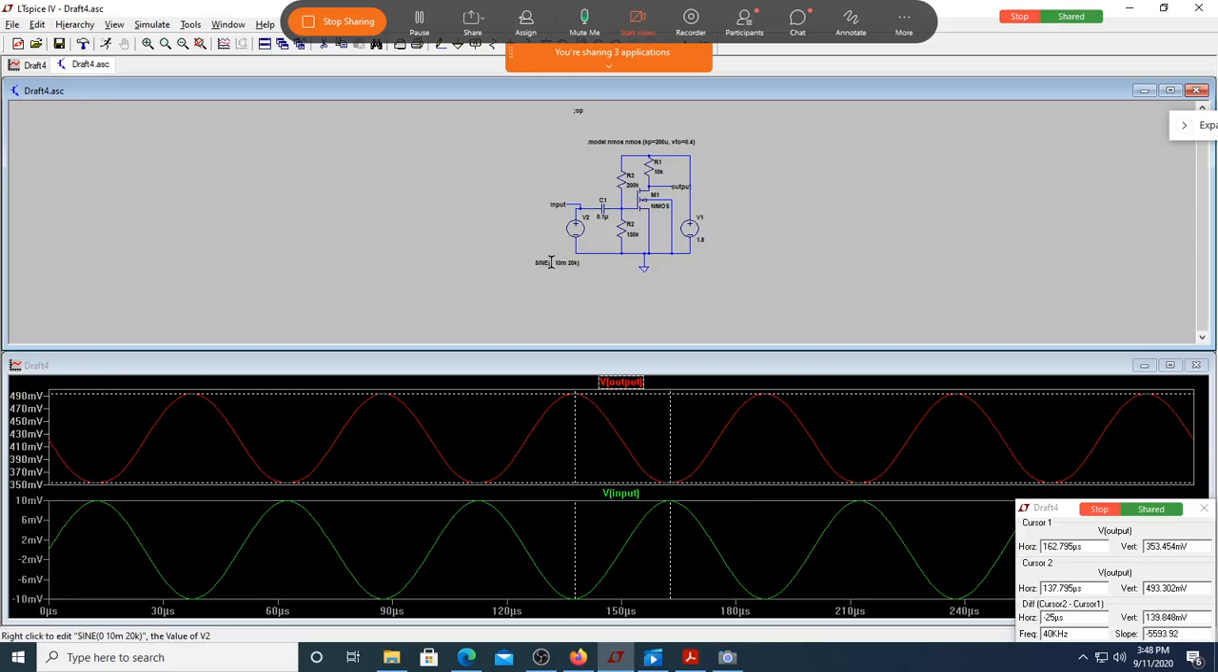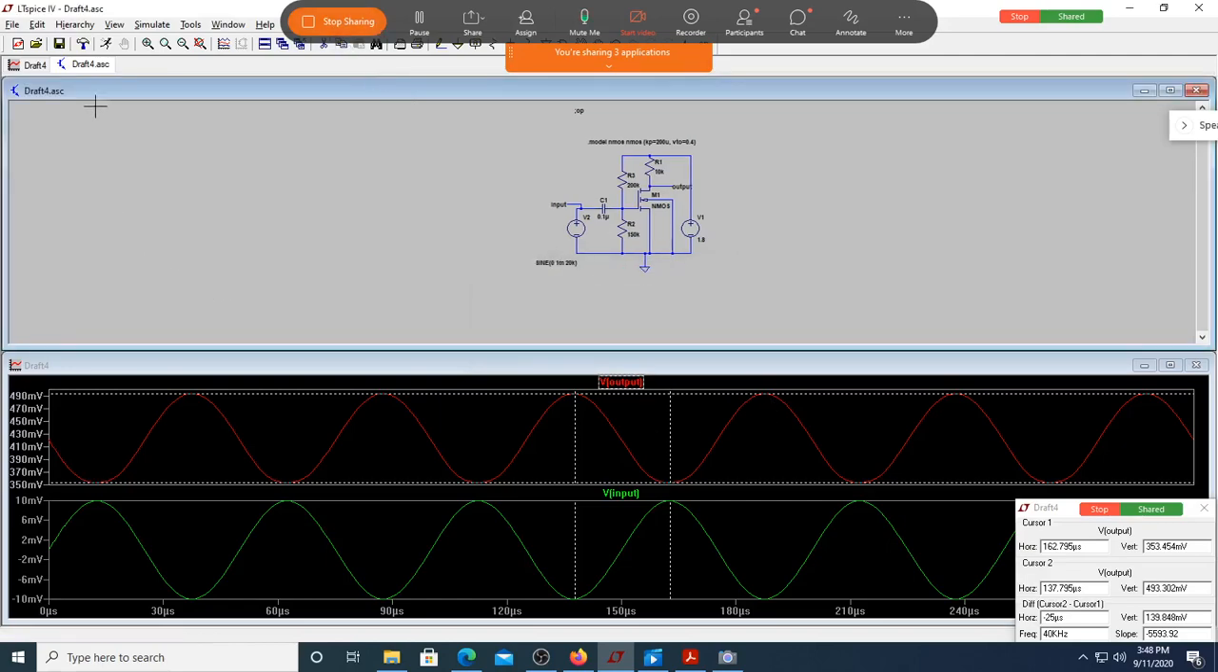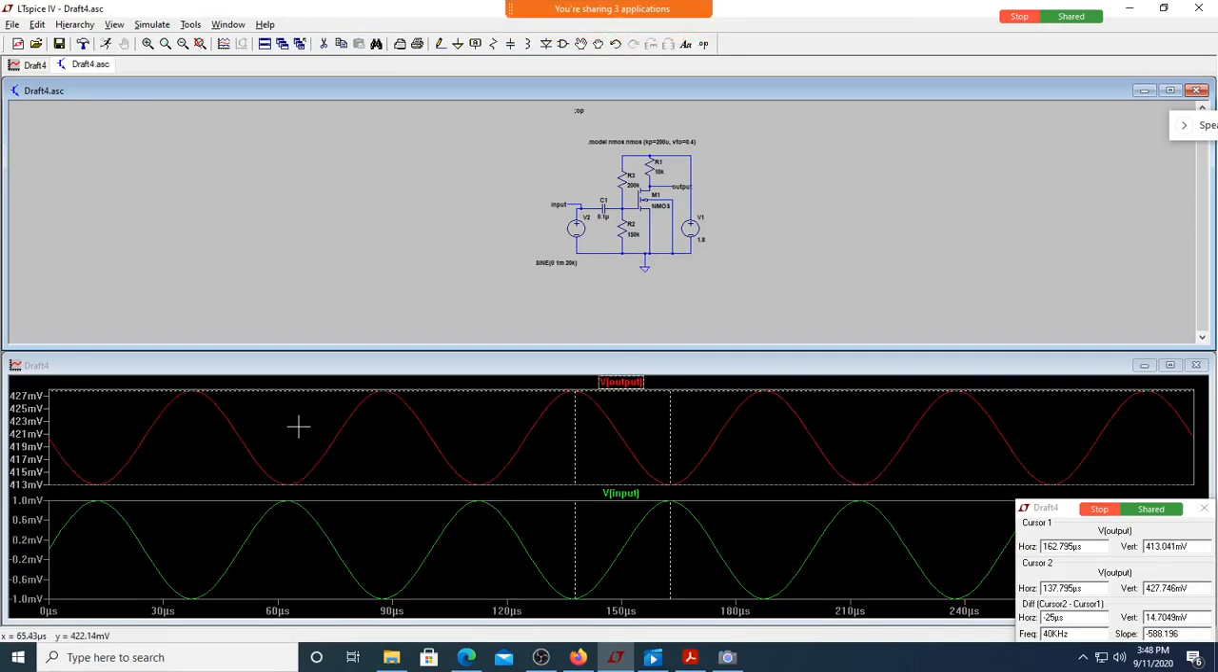What I'll do is slightly reduce this amplitude to 1 millivolt. I'll delete this 0 and I'll run it. I will run it now. Now tell me, is it in linear saturation?